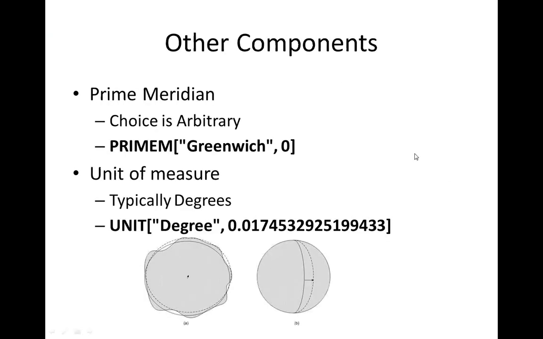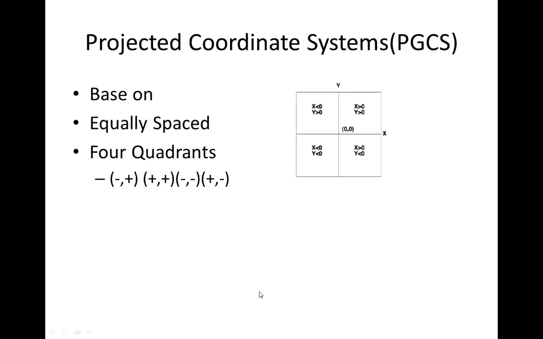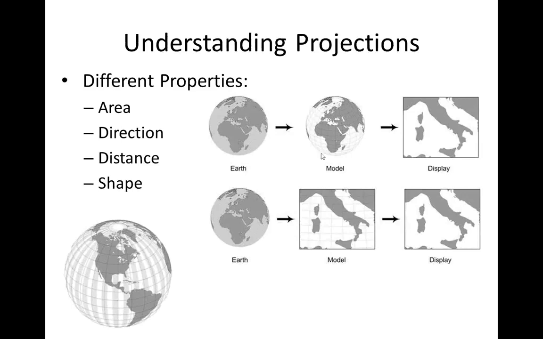So the components: you have prime meridian and unit of measure. And again, just another model of what the geoid looks like and how those different curves match up. The projected coordinate systems are much simpler, and they're just based on X and Y coordinates, and they're equally spaced. A good way to conceptualize the difference between these two is that when you're dealing with a geocentric system, your model is actually round, and then it gets projected to a flat display. When you're dealing with projected data, your model's flat, and it gets projected to a display.